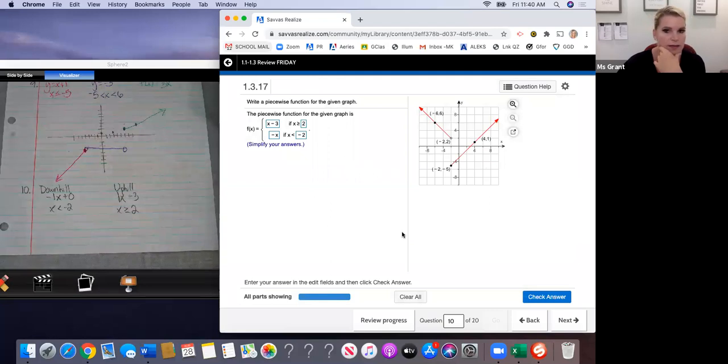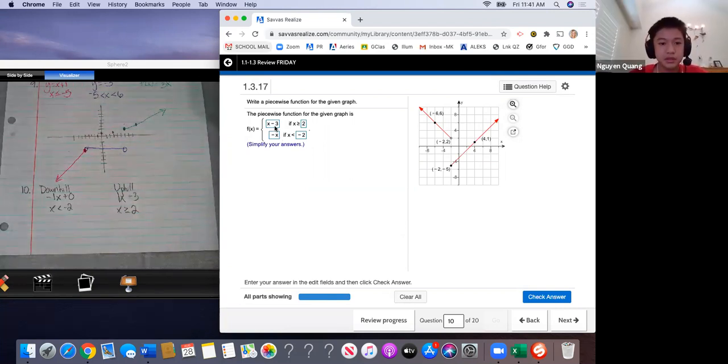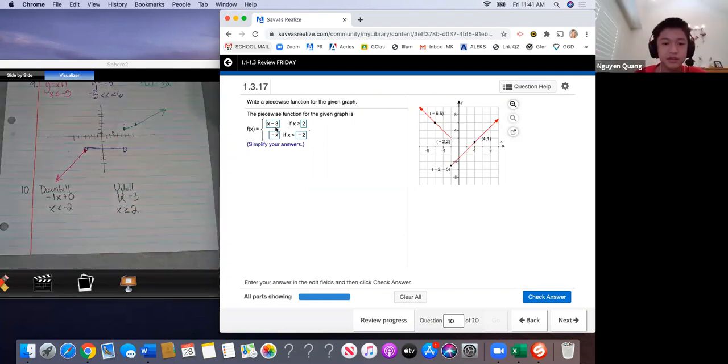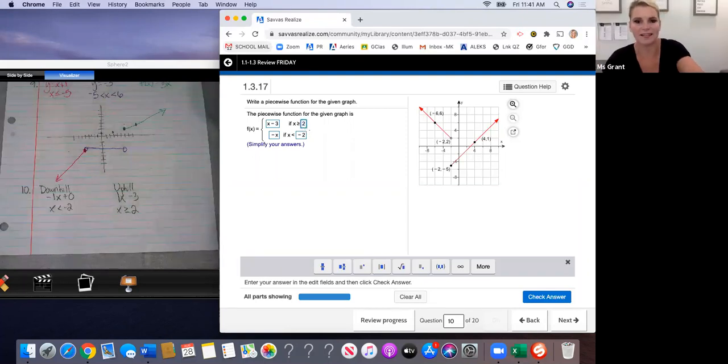X is less than negative 2. It's a negative 1x plus 0 graph. Negative x. Miss Grant. Oh, positive x. What's up? You put 2 instead of negative 2 for the top one, I think. X is greater than or equal to. You put 2 instead of negative 2. Yeah, that's supposed to be a -2. Thank you, thank you.